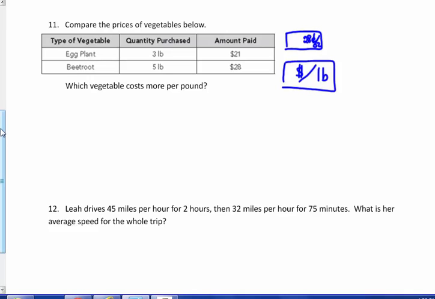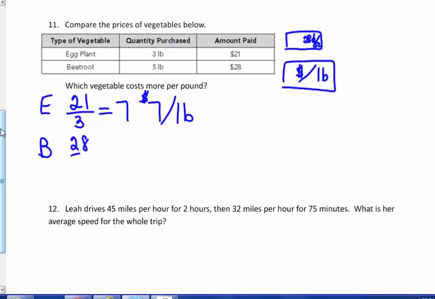Which vegetable costs more? So eggplant, I'm going to call it E. I'm going to take cost per pound. So I take the 21 and divide it by 3. Cost per pound. And the eggplant comes out to be $7 per pound. Labeling that. The beetroot, I'll call it B, is the $28 for 5 pounds, and I get $5.60 per pound.